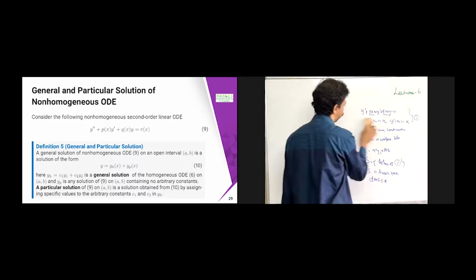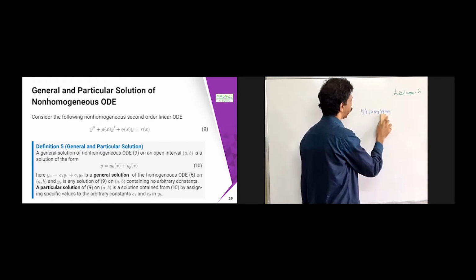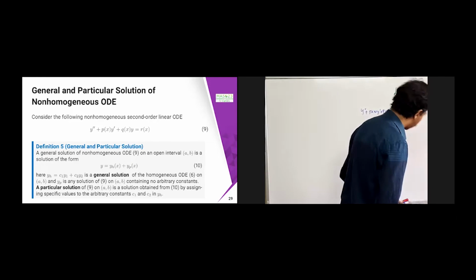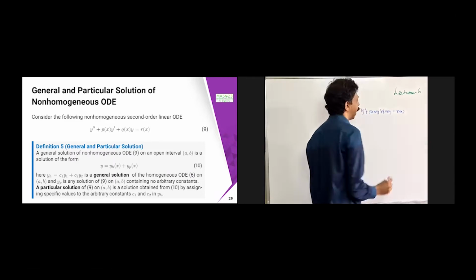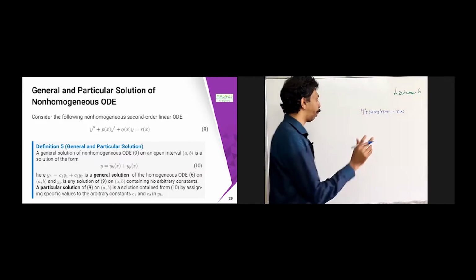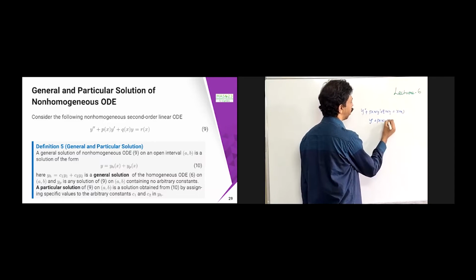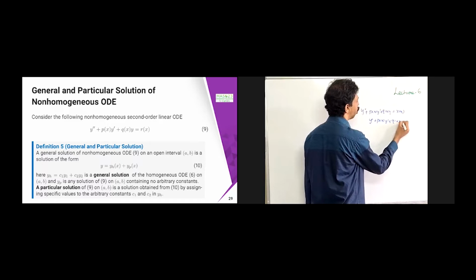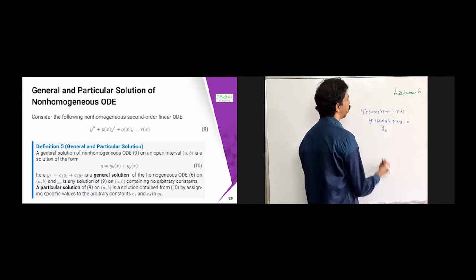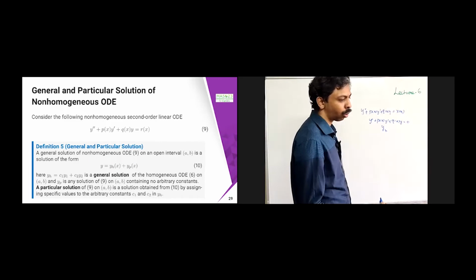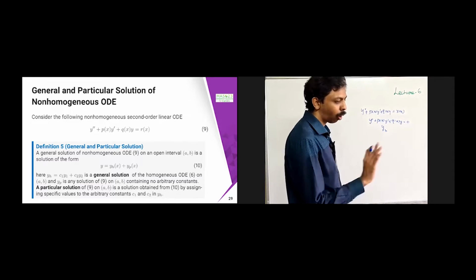So first, I am going to consider this problem, instead of this one, I am going to take this equal to r of x. In this case, first you have to solve y double dash plus p of x into y dash plus q of x into y equal to 0. This gives the homogeneous solution, y h. And then you have to find a particular solution, which is obtained for the non-homogeneous part.